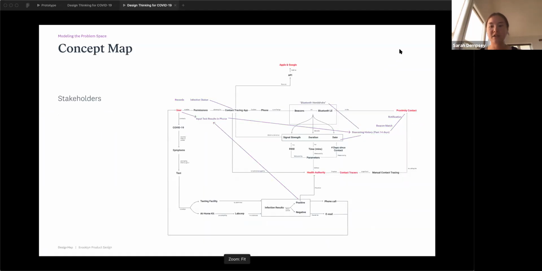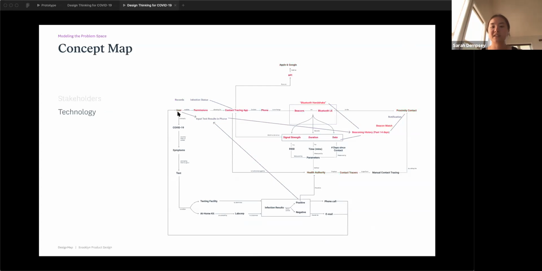And what we tried to do here is highlight the stakeholders, so everybody that was involved in this whole contact tracing conversation, including Apple and Google, public health authorities, and the users who get infected and have to go get tested and report their results.